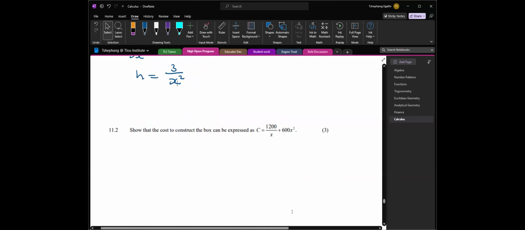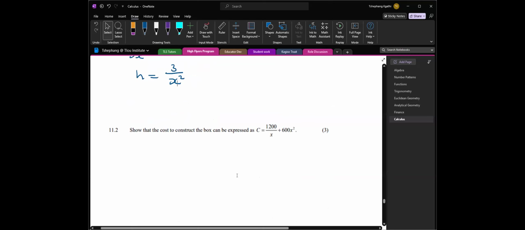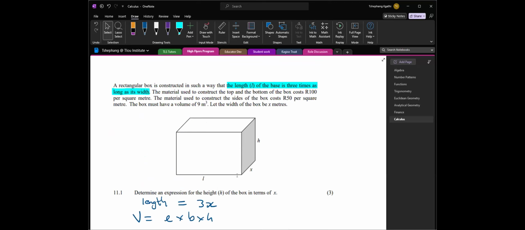Next question. Show that the cost to construct the box can be expressed as c is equal to 1,200 over x plus 600 x squared. Okay? That shouldn't be too bad. Now, remember when we construct, we have to rely on what? On the area.